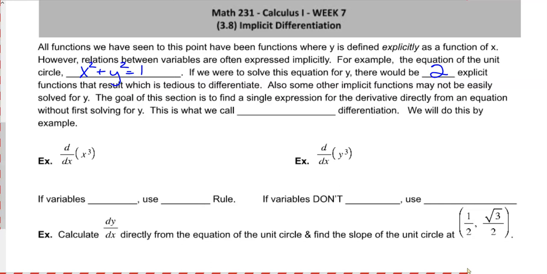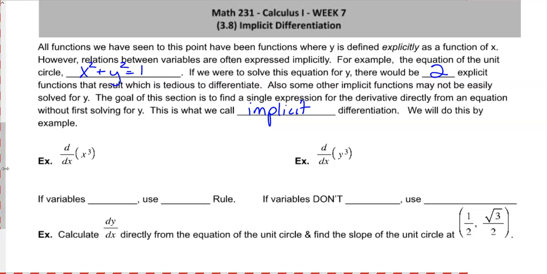Now, the goal of this section is to find a single expression for the derivative directly from an equation without having to solve for y to begin with. This is what we call implicit differentiation. Now, this is also kind of a precursor to when we start going backwards, when we do some integration problems. So being used to implicit notation is really, really good. Now, we will do this by example.